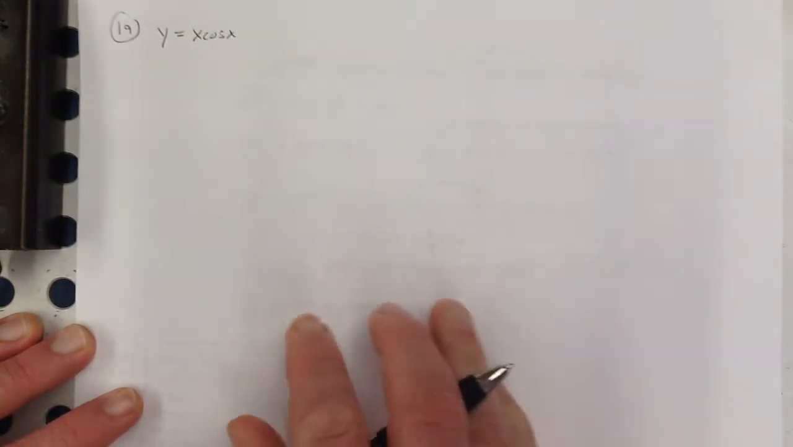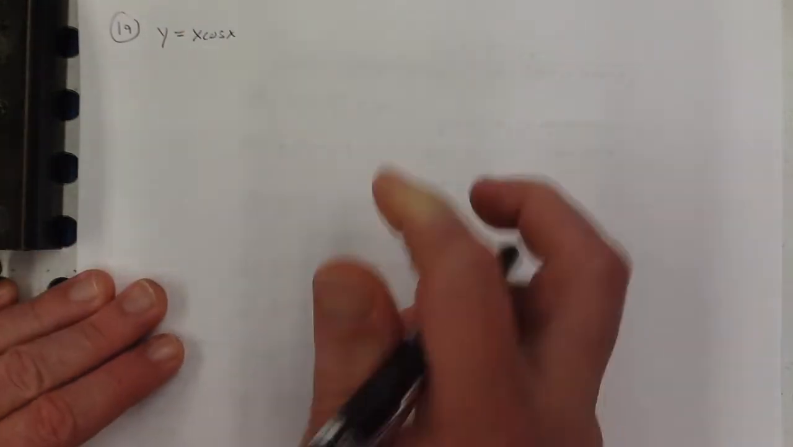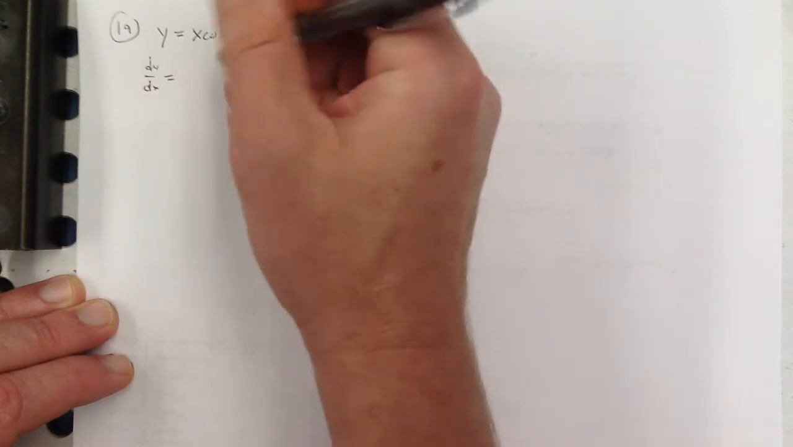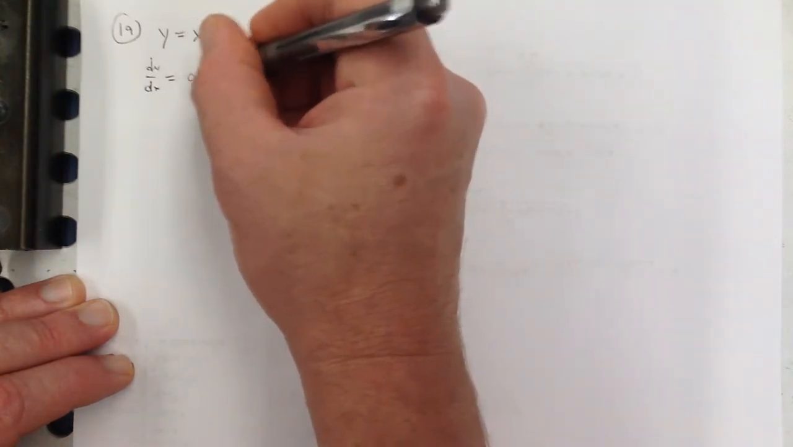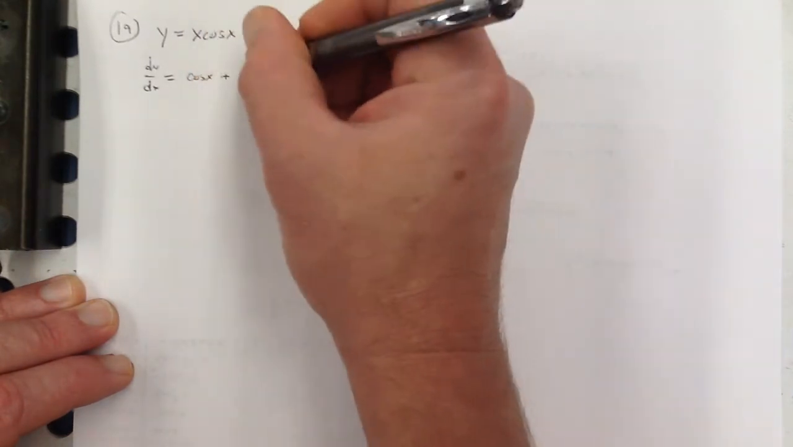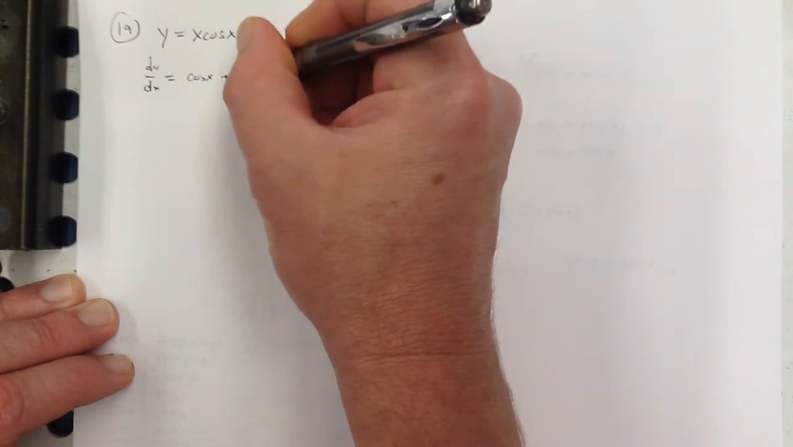So for these, we want to find the second derivative. So let's see. dy dx is a little product rule here. Derivative of the first times the second plus the first times the derivative of the second.